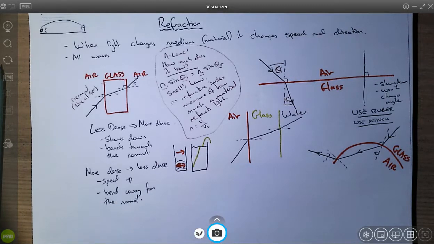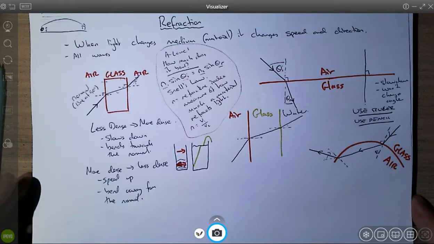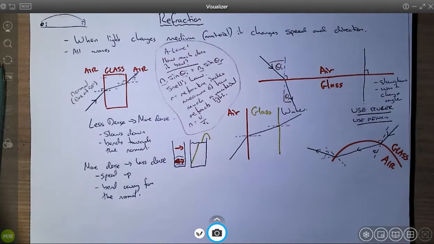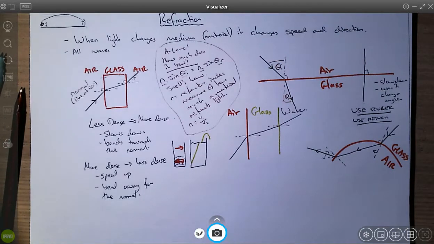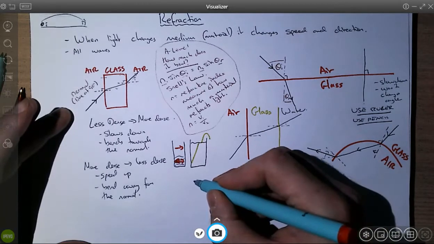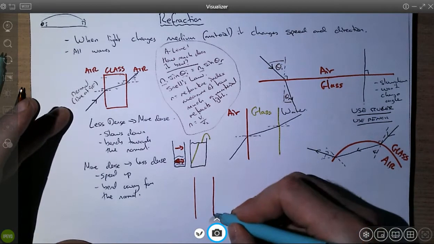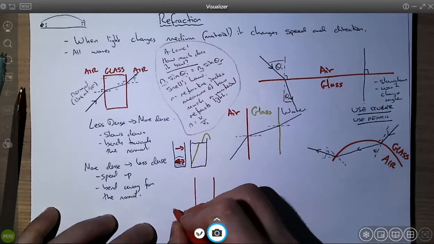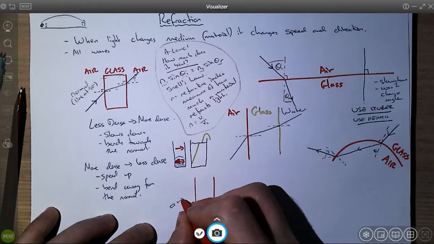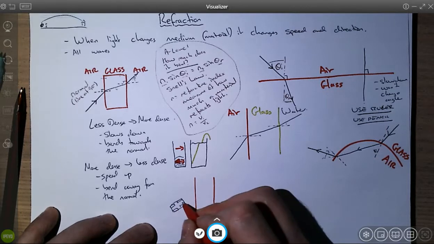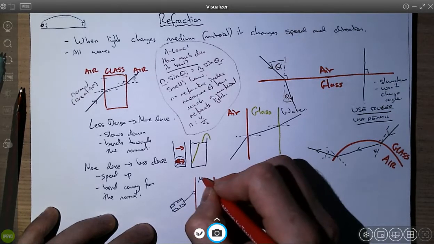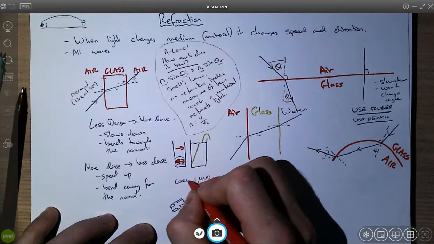Now, we need to be aware of two other things for refraction. We need to be aware of a couple of models that we can use, and then one other way of drawing these diagrams. So the most common model that's used is you have something like a car, or it could be a column of people, and the car is moving towards a patch of mud from a patch of concrete.